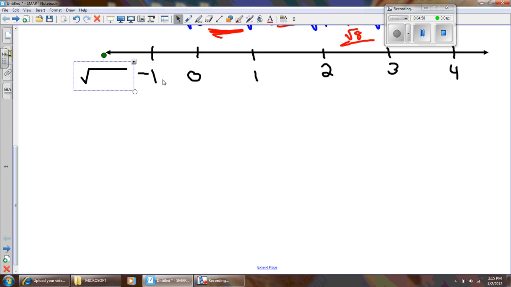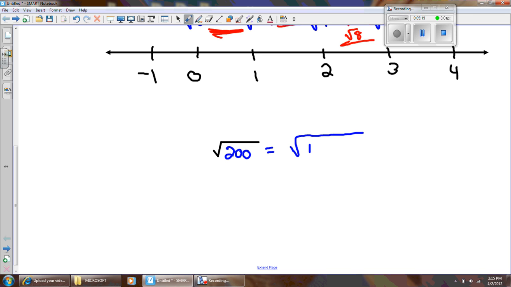Yes, you heard me right. I love to think of dating because I think of this as being the house. And let's say I had a number, say like, I don't know, 200. And I wanted to simplify the rad of 200. Well, I could break this down into 100 times 2.